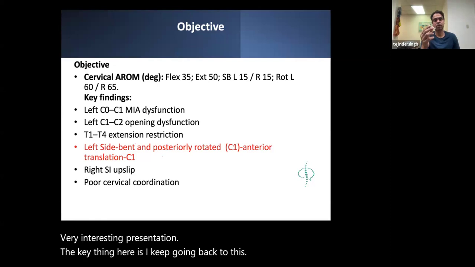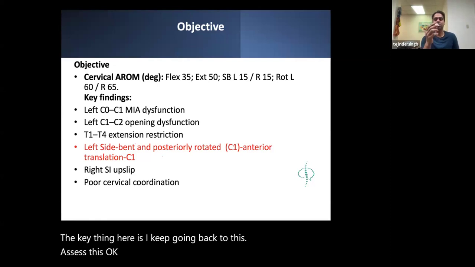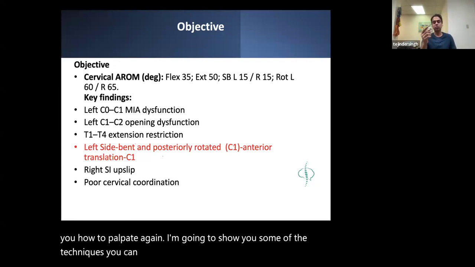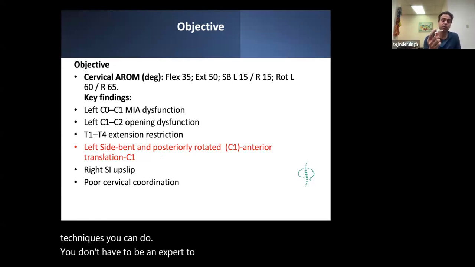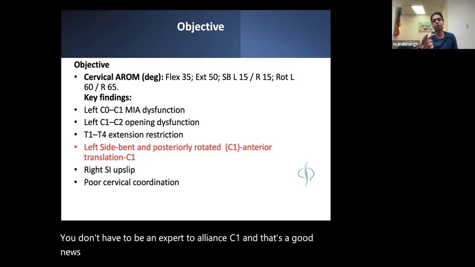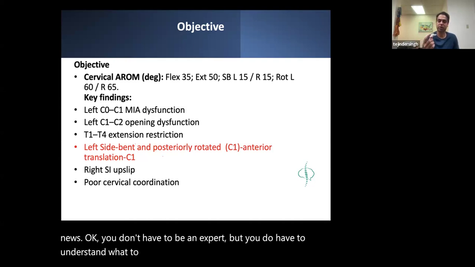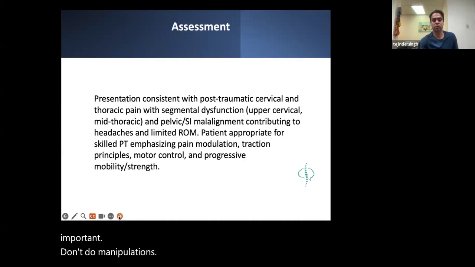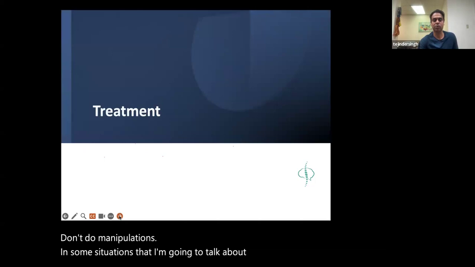Assess this. Okay. My patient is on its way. I think I'm going to show you how to palpate again. I'm going to show you some of the techniques you can do. You don't have to be an expert to align C1, and that's good news. You don't have to be an expert, but you do have to understand what to screen and how to screen. That's very important. Don't do manipulations in some situations. I'm going to talk about treatment.